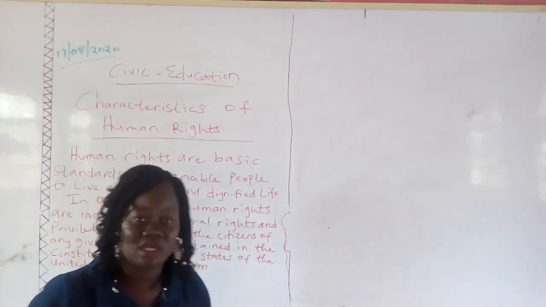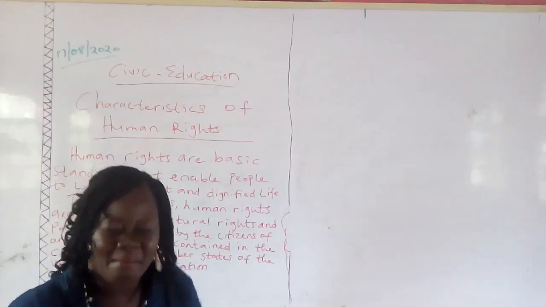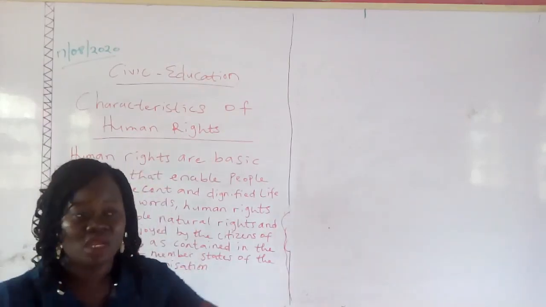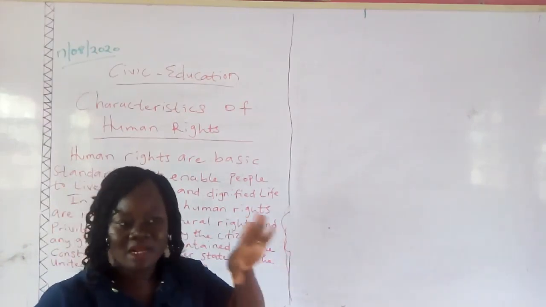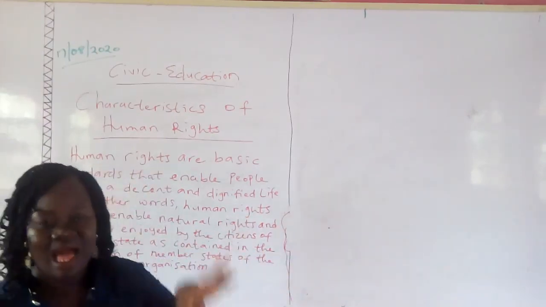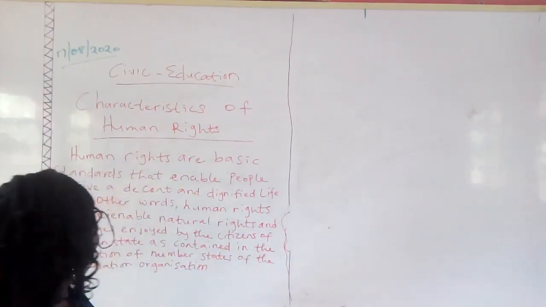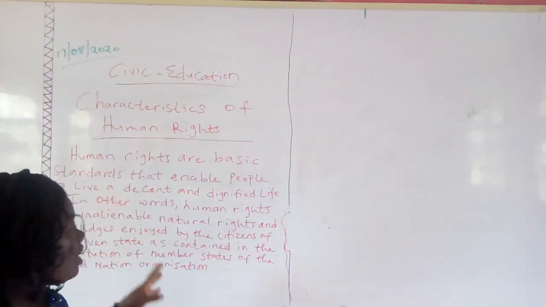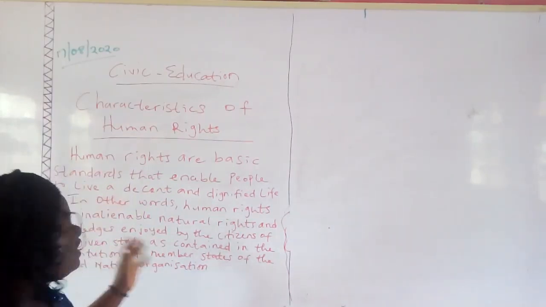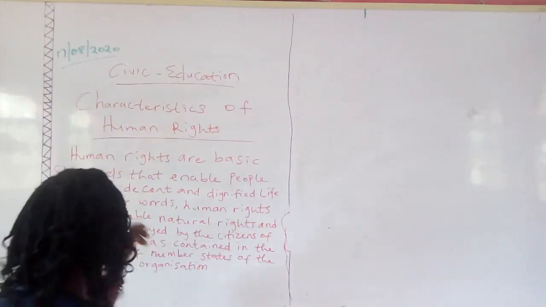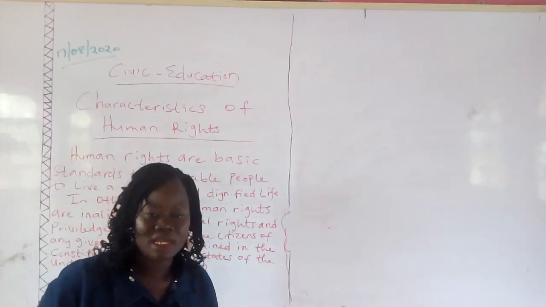What am I trying to say in essence? As long as you are a human being, as long as you are a member or a citizen of a particular country, you are entitled to some privileges. You are entitled to some benefits as a human being and as a citizen of a particular country. Also, they are the inalienable natural rights and privileges, just like I've mentioned, enjoyed by citizens of any given state as contained in the constitution of member states of the United Nations Organization.